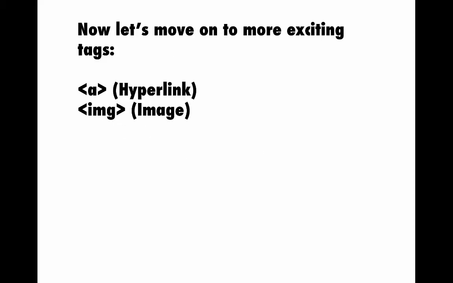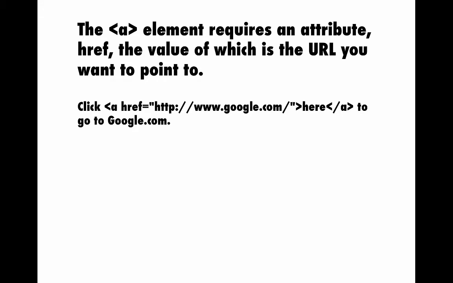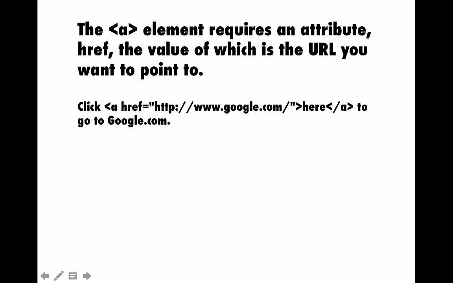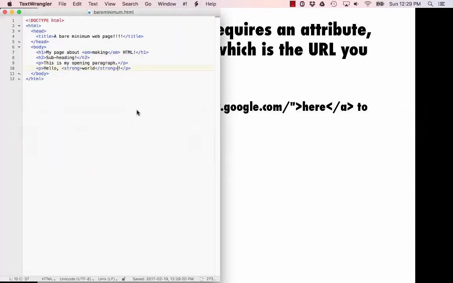Okay, now let's do some more fun ones. These are the ones where you really feel like you're free from plain text at last. The A element, which is a link, and the IMG element, which is an image. So the A element requires an attribute. We've already seen this one, and the attribute is href, and the attribute value of href is the URL that you want to point to. So here's an example of how to make a link to Google. Let's go back, and I'm actually going to do a slightly different example for self-promotional purposes.